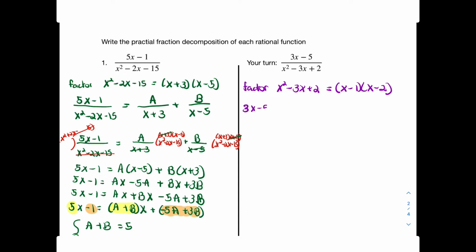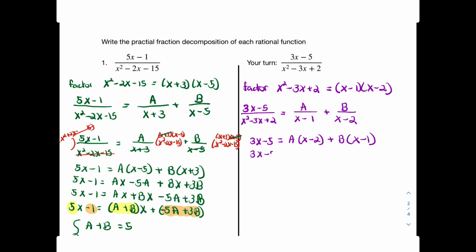Okay, setting it up, I get 3x minus 5 divided by x squared minus 3x plus 2 is equal to a over x minus 1 plus b over x minus 2. Now it's okay if you chose a over x minus 2 and b over x minus 1. The order you write these does not matter. Your fractions will be the same. Just make sure you align your a with the right denominator when you go back.